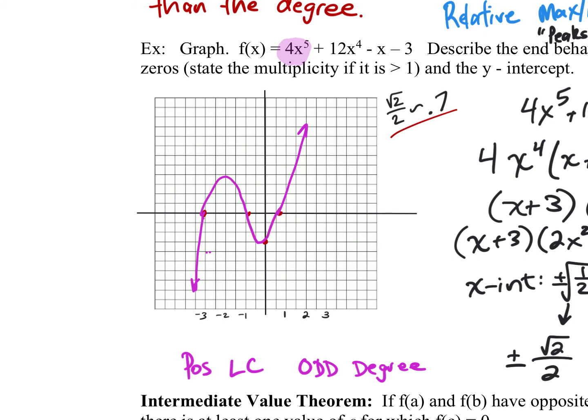And so what we've really done is we've highlighted key points we could find algebraically, our x and y intercepts, and then also based on the leading coefficient test, we've identified that we have an odd degree polynomial with a positive leading coefficient. So it gives us a pretty quick way to sketch a pretty complicated graph.